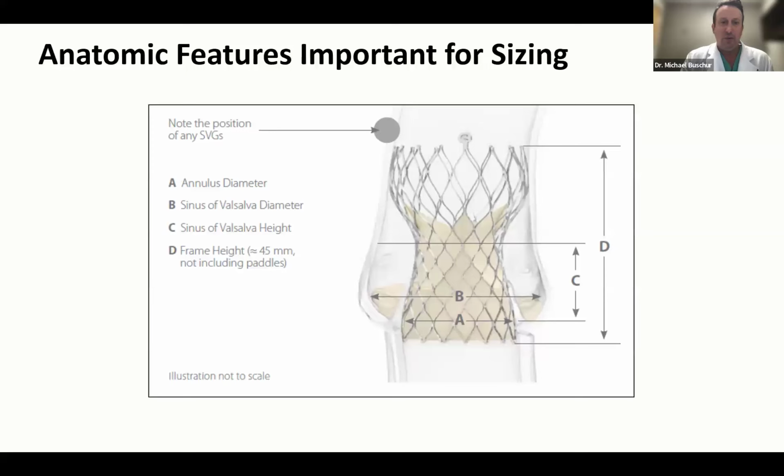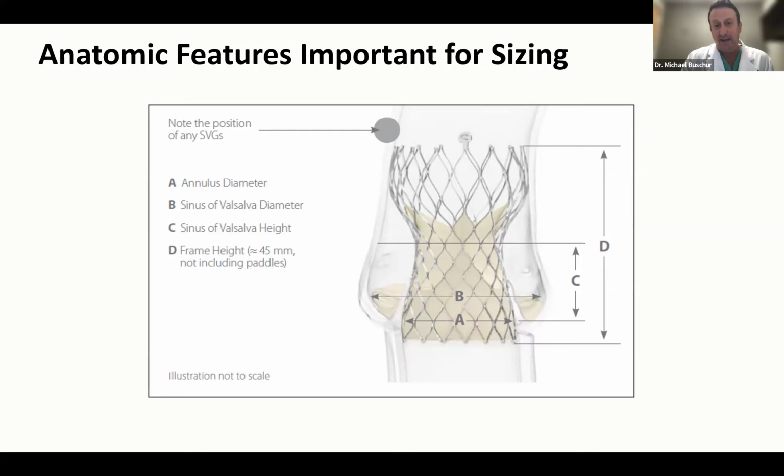Right. So again, when we're looking at sizing, the CAT scan is extremely important. The CAT scan is going to take all the measurements that we need about the size of the aorta, the size of the sinuses, where the coronary arteries are, and all this plays into us picking what valve we're going to use and what size valve we're going to use.